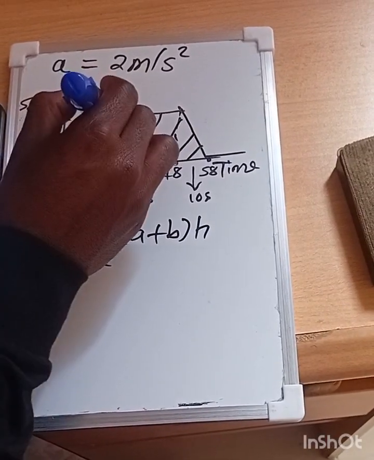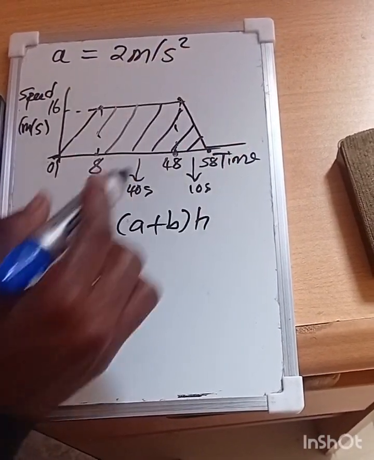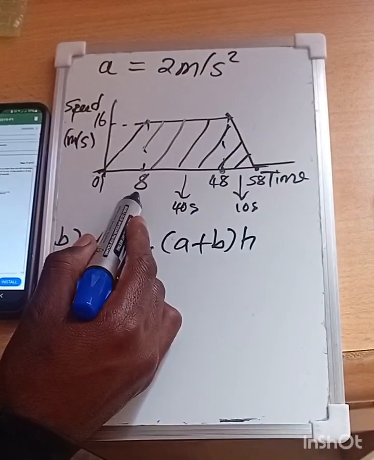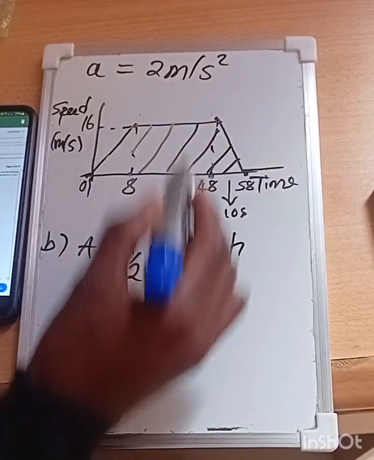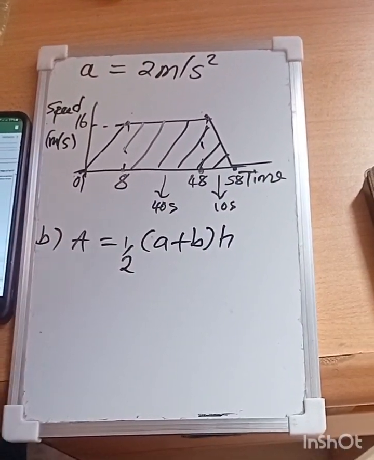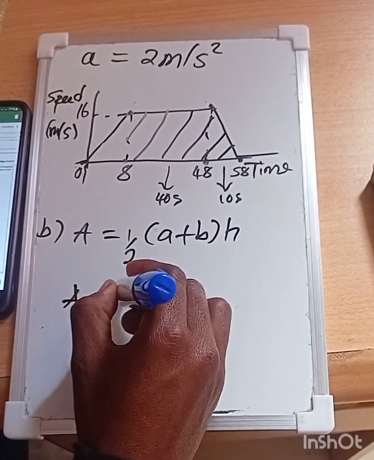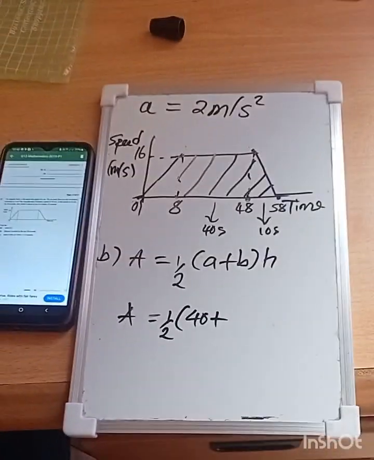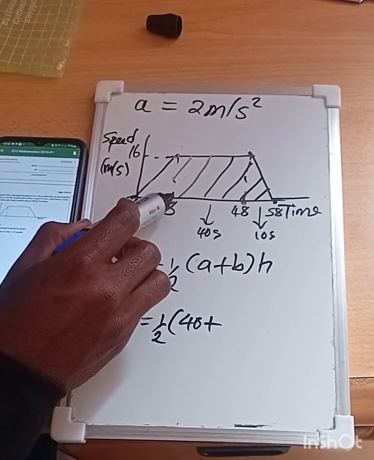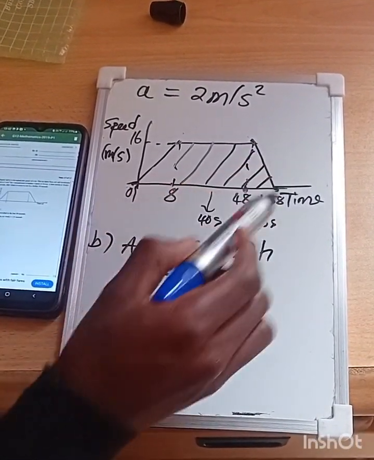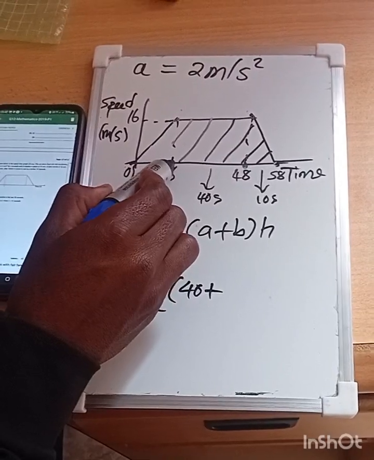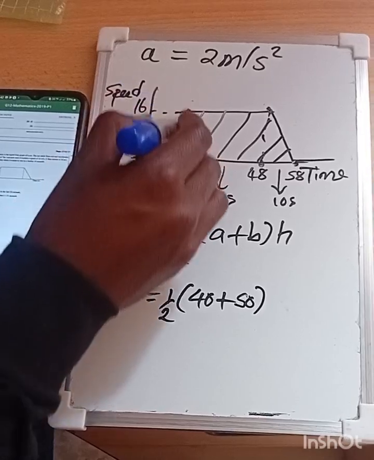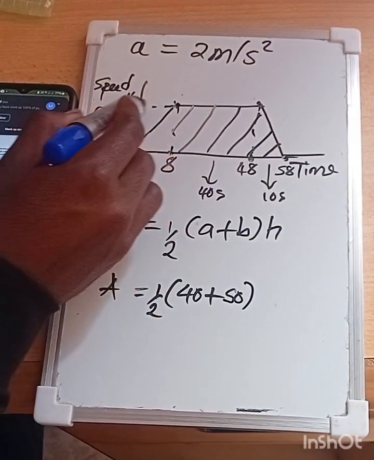So your a is the distance from there to there. This distance here, we have 8 there, here there's a 48. So we say 48 minus 8 will give you your a. So 48 minus 8 will give us 40, right? So we have 40 there, plus b is the distance from there until the last part here, which is 58 minus 8, which will give us 50. Then the height is the part from there to there. This is the height. So you take a look at this side.